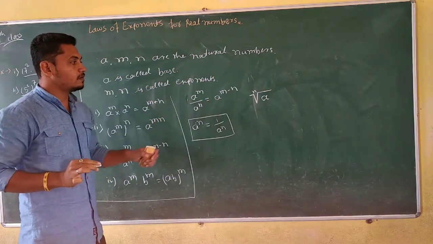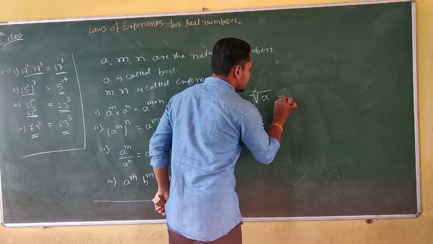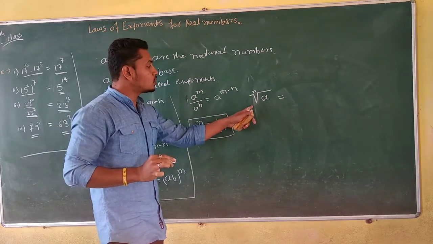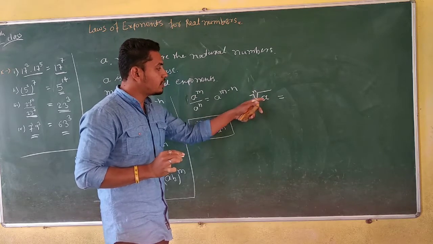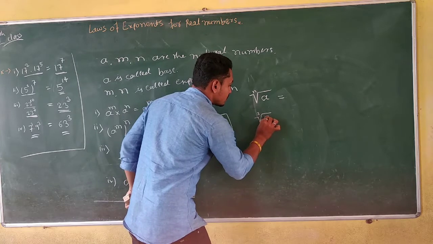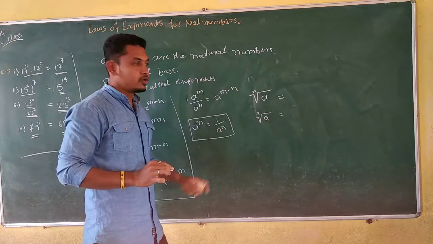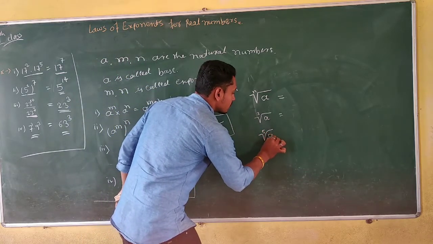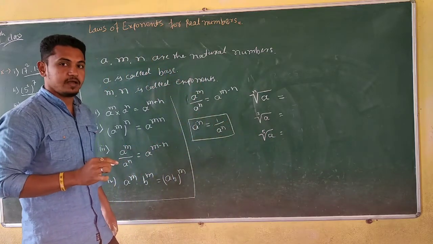Okay, and what about this n? It means this is the nth root of a. Next, the cube root of a. Next, the fifth root of a.